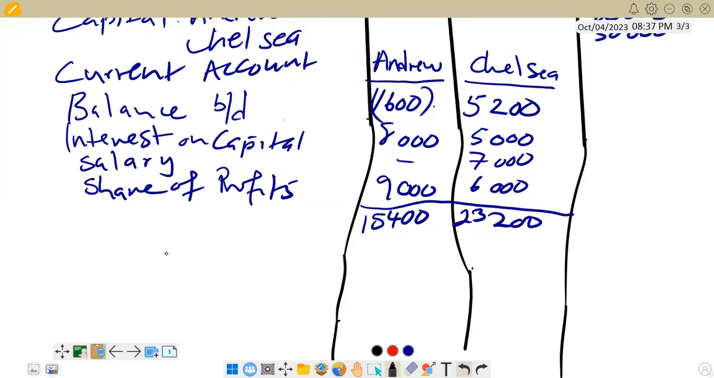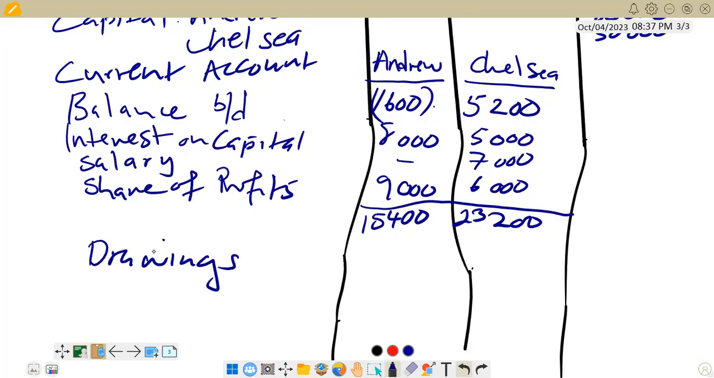Right. So after that, we are now putting items that are supposed to be on the debit side of the current account. Right. Drawings. Obviously, we are supposed to have drawings. So we have drawings.